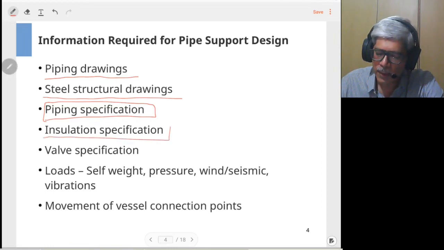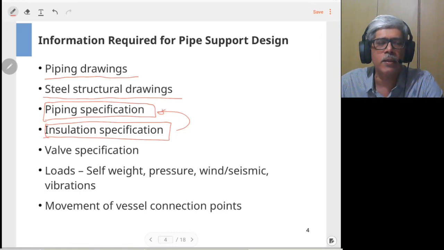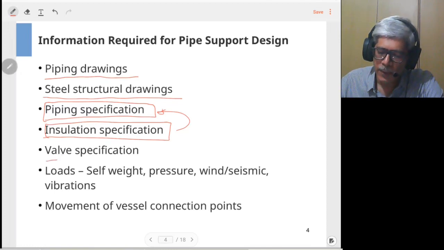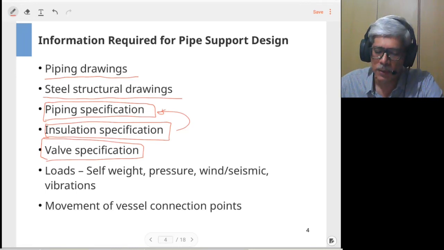We also need the insulation specification, which is part of the piping specification, or sometimes it is issued separately. What is the density of insulation, how much thickness you will be giving. Those will be required in order to do the load calculation. When you are doing load calculations, you need to know the weight of the piping, which will include the weight of the insulation as well. We need to know what type of valves are being used, because valves constitute major dead weight in a big piping system. So the type of valve and their weights need to be known.